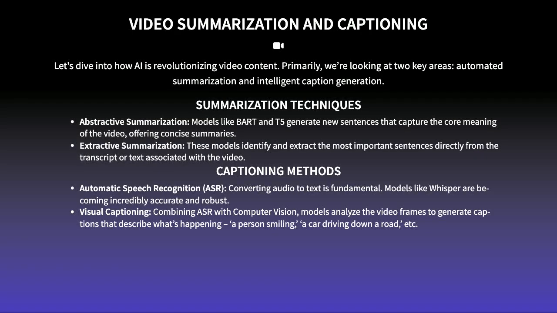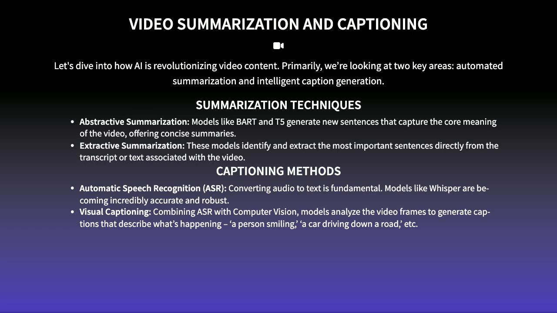Okay, let's talk about how AI is tackling videos. Specifically, we're looking at two really powerful capabilities: creating short summaries and generating smart captions. First up, there are different ways to summarize a video. You can either have the AI rewrite the key points into new sentences, called abstractive summarization, or simply pull out the most important existing sentences from the transcript, which is called extractive summarization.